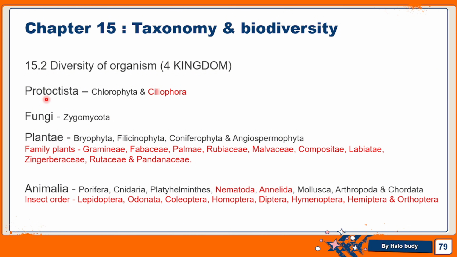Protista in general terms we call as protists. So what is an example of the organism in Protista? Algae, microalgae, protozoa, paramecium, all this is under Protista. The general term is we call as protists. And fungi, everyone knows. Mushroom, yeast, all that is under fungi, right? Plantae and animalia. Plantae is plant, and animalia is animals. So this is the 4 kingdom that you need to know.